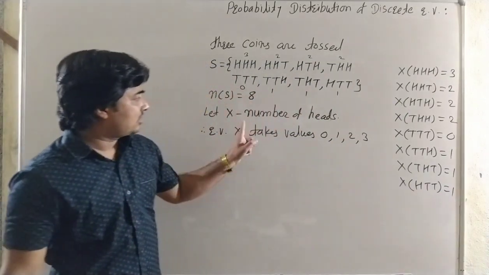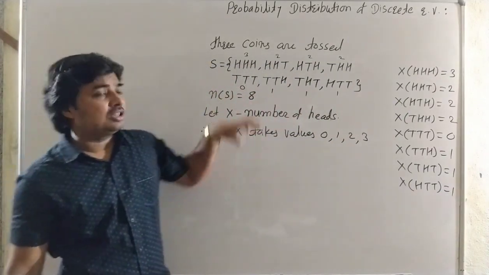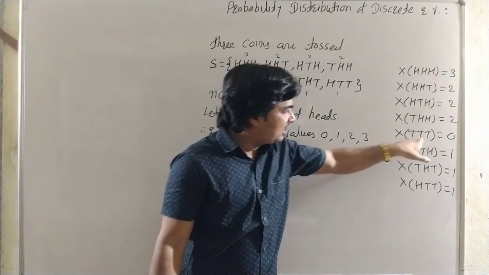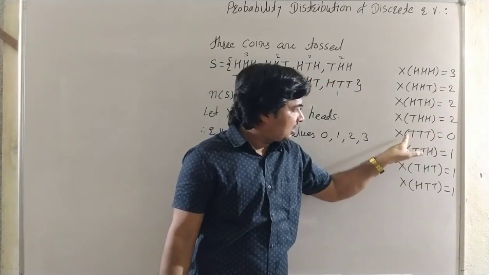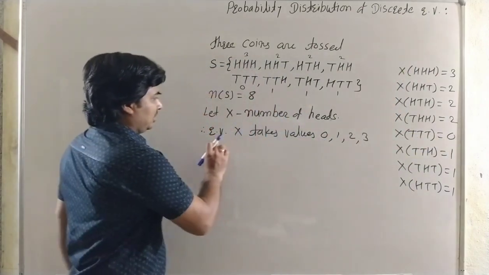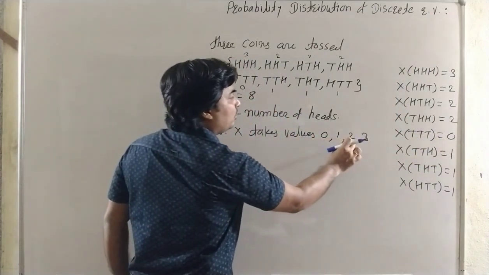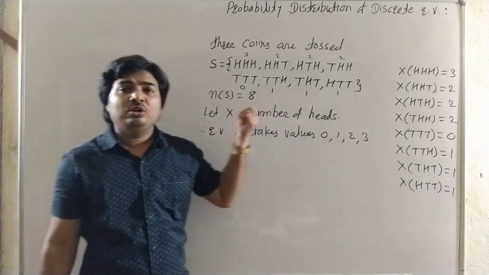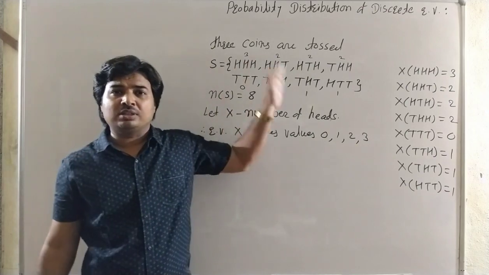Here X is the number of heads, and we count the number of heads in each outcome. Where there is no head, the number of heads is 0. That means the random variable X takes the values 0, 1, 2 and 3. Total outcomes are 8.